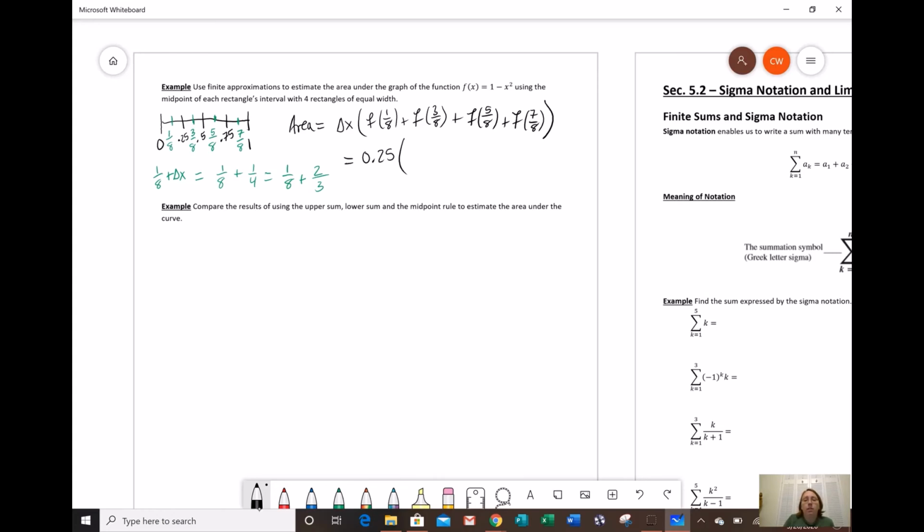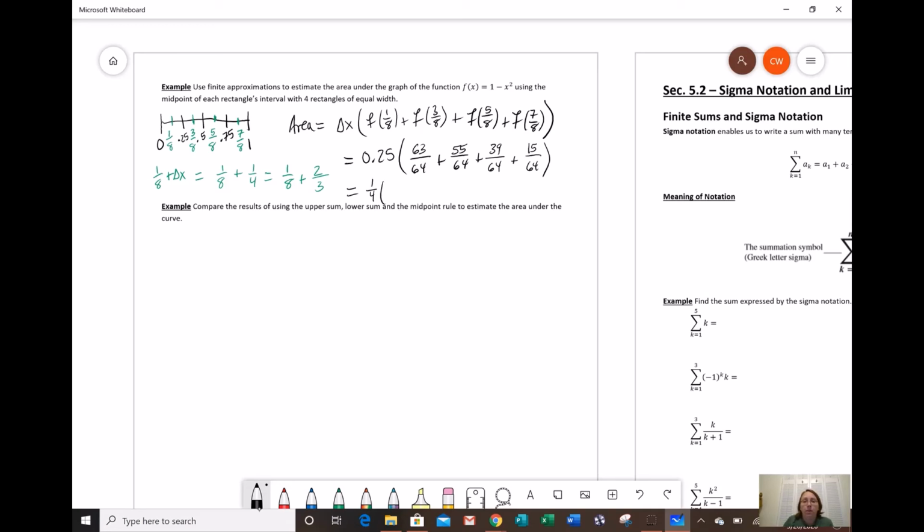So 1 minus 1/64, so that would be 63/64, plus 1 minus 9/64, so 64 minus 9 would be 55/64, plus 1 minus 25/64, so 64 minus 25, that would be 39/64. I should probably be using my calculator, but I'm not. 64 minus 49, 15/64. All right, so those are our function values. So we're going to add up all of them, and we're going to multiply by 1/4.